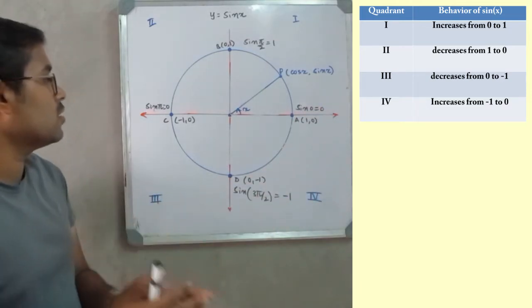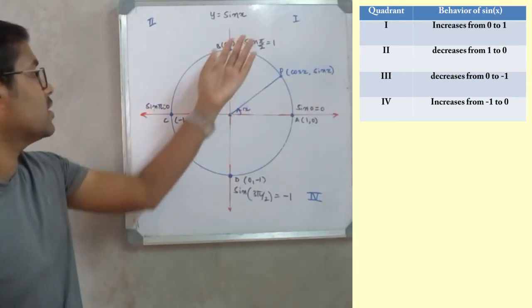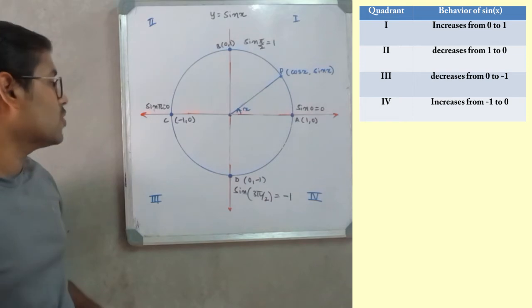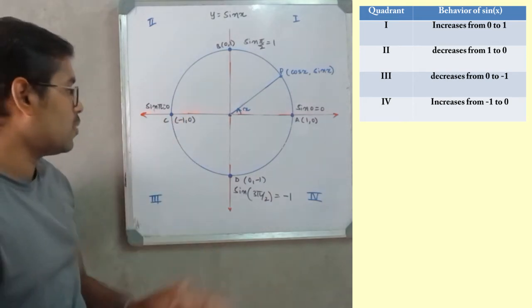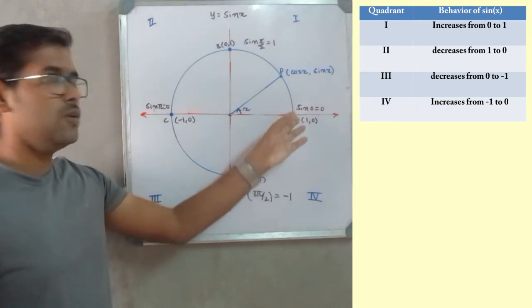If I summarize everything, in the first quadrant it increases from 0 to 1. In the second quadrant it decreases from 1 to 0. In the third quadrant it again decreases from 0 to minus 1. And in the fourth quadrant it increases from minus 1 to 0.